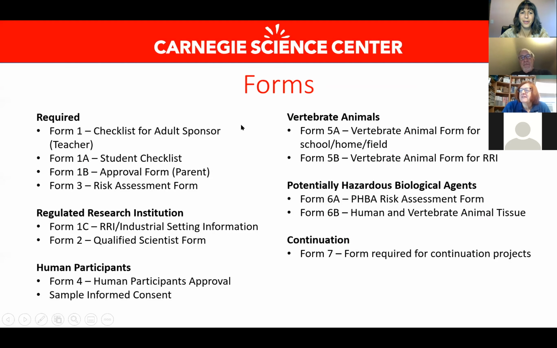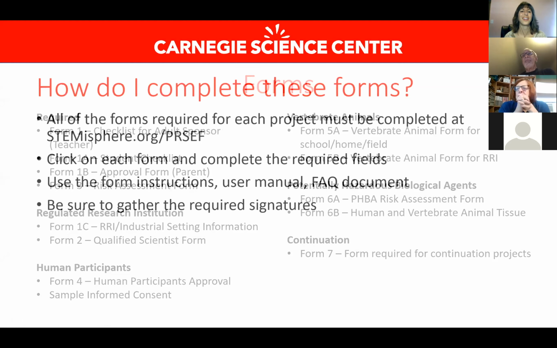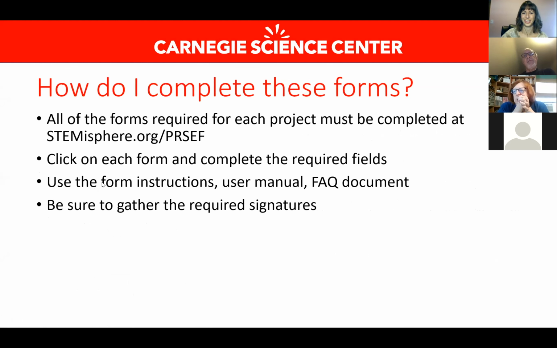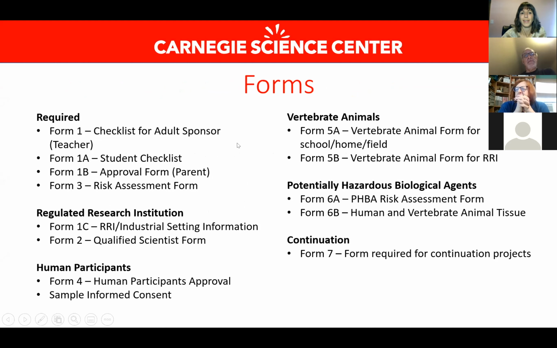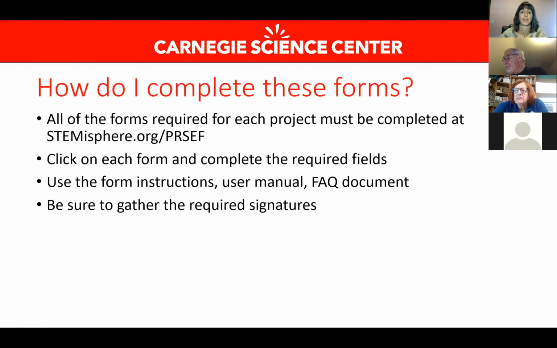So first, what are all these forms? There are so many forms. You all have 4 required forms for every project. You're gonna have form 1, which is the adult sponsor checklist.